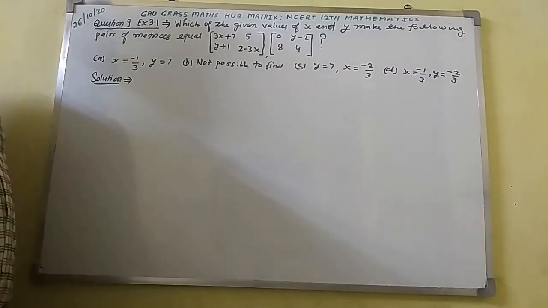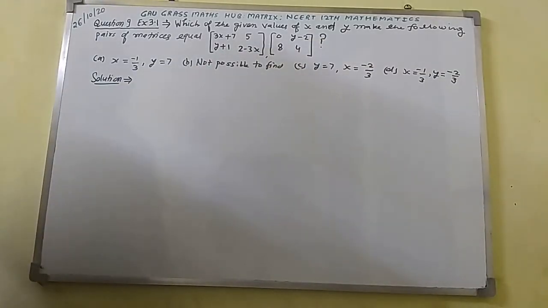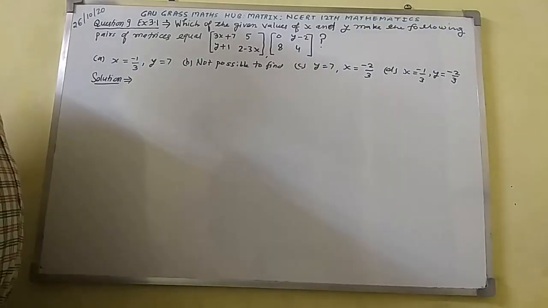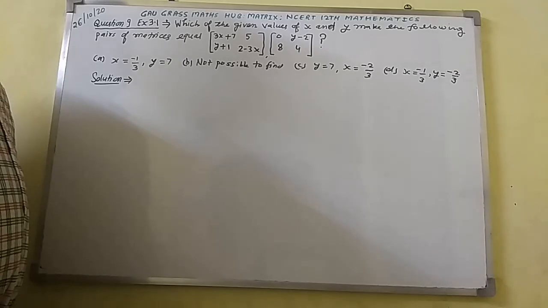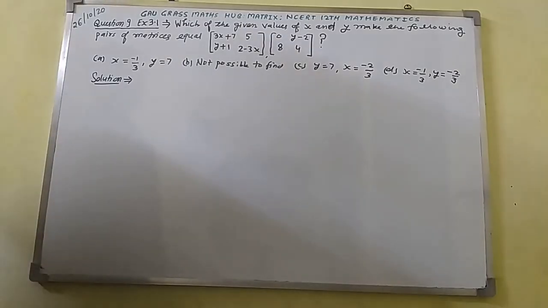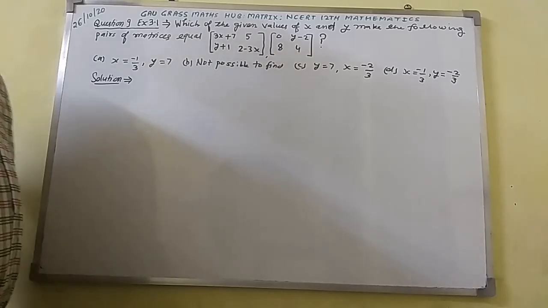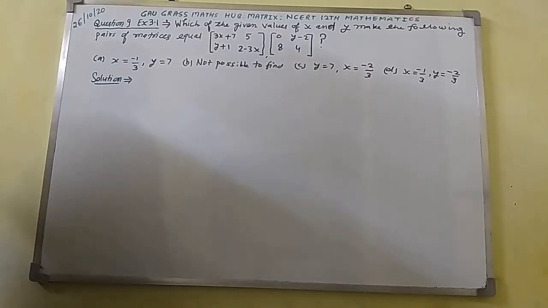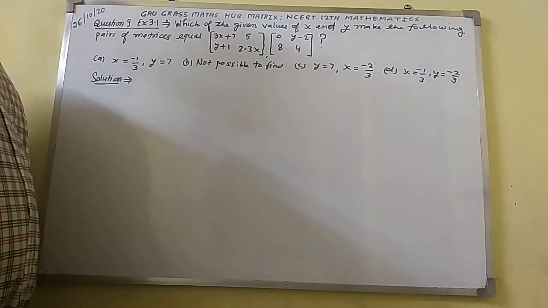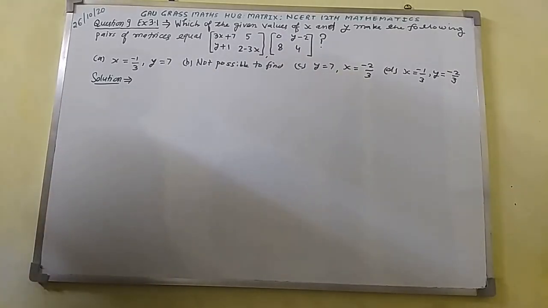There are 4 options available here. Out of these 4 options, one option is correct. Option A, x equal to minus 1 over 3, comma, y equal to 7. Option B, not possible to find. Option C, y equal to 7, comma, x equal to minus 2 over 3. Option D, x equal to minus 1 over 3, comma, y equal to minus 2 over 3. Now come to the solution.